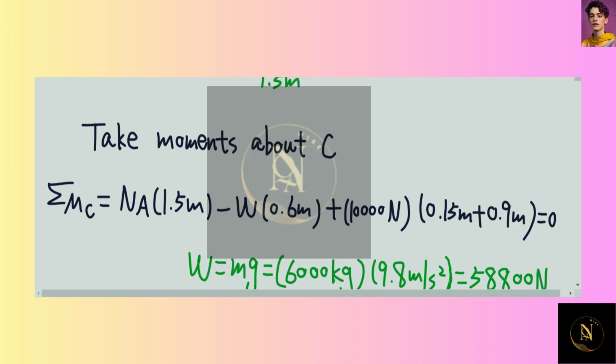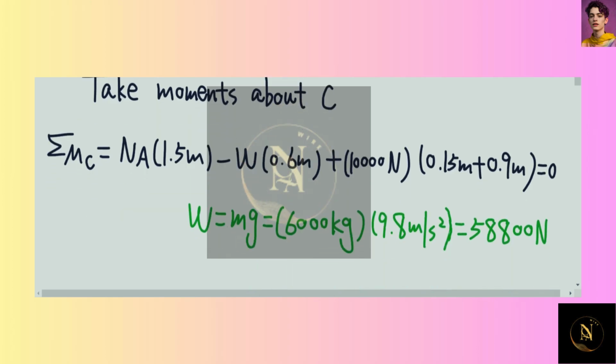And we know the weight of the car can be equal to the mass of the car times the acceleration of gravity. Since in the question it was saying that the mass of the car is 6 megagrams, and 6 megagrams is equal to 6,000 kilograms. So therefore, the weight of the car is equal to 6,000 kilograms times 9.8 meter per second square, and this is equal to 58,800 Newton.